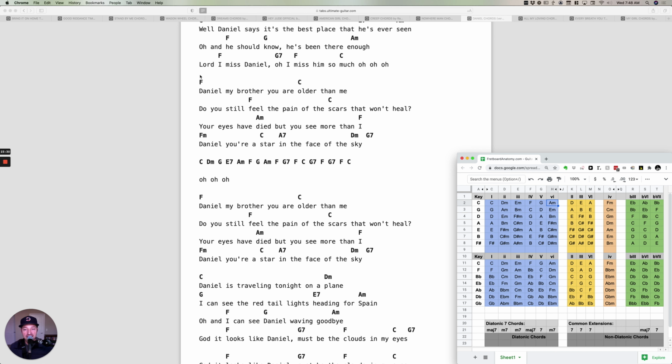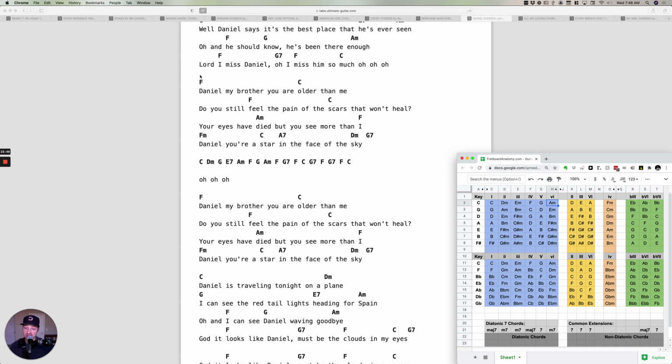Your eyes have died. That's the 6. But you see more than I. Here's the 4. And then, Daniel, you're a star. Right here, this is the 4 minor. We went from F to F minor to C. 4 minor, 1. And again, that's that.